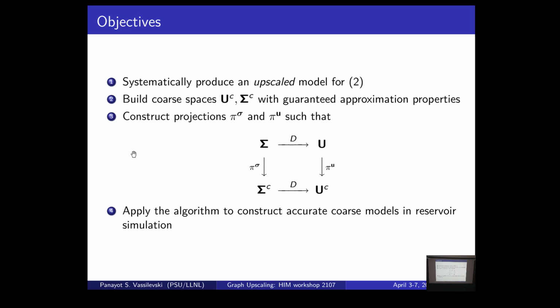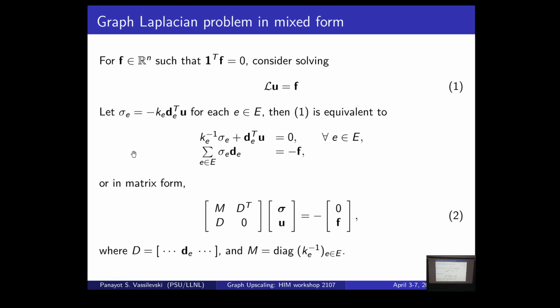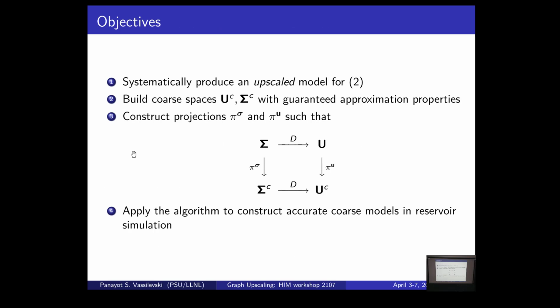And they are connected by this D operator or D matrix here. So in order to build a coarse version, we like this to be compatible. So D applied to this subspace should be mapped onto this coarse space. So there are some requirements that we have to satisfy.